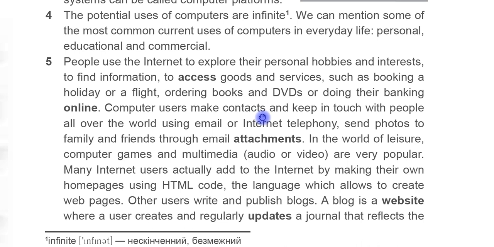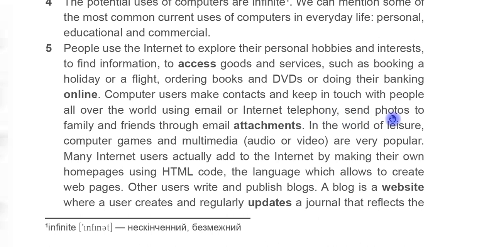Computer users make contacts and keep in touch with people all over the world using email or internet telephony, send photos to family and friends through email attachments. In the world of leisure, computer games and multimedia, audio or video, are very popular.